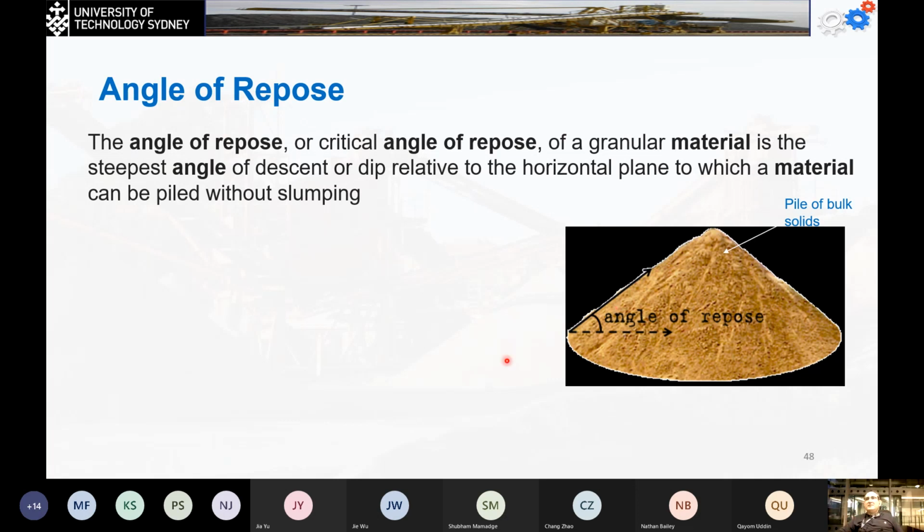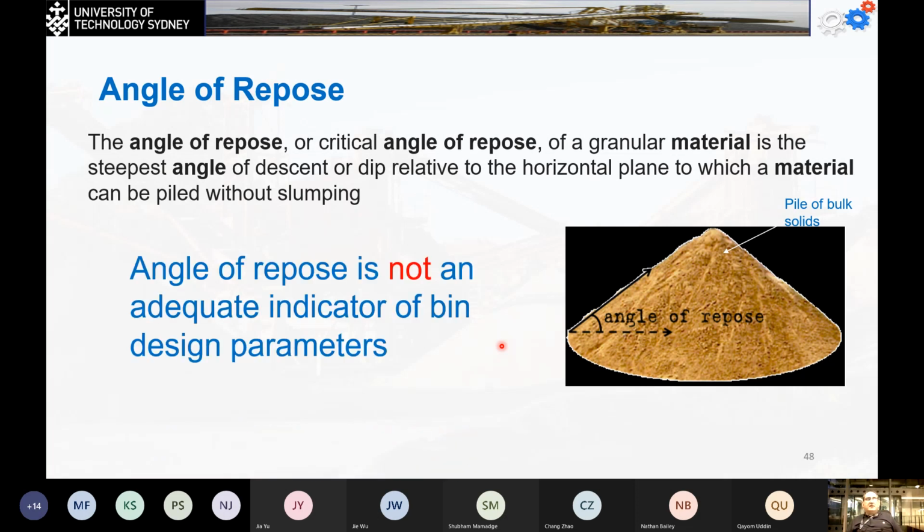This can help me to choose what will be the material handling system I'm going to use, because we said that we have a wide range of material handling systems, and we need to choose a different one depending on the material we're going to use. The thing is that the angle of repose is not going to be an adequate indicator for the bin design parameters. It can help me, but it's not going to be the main parameter.